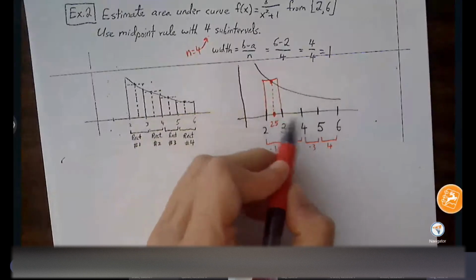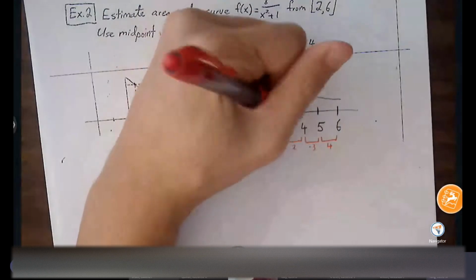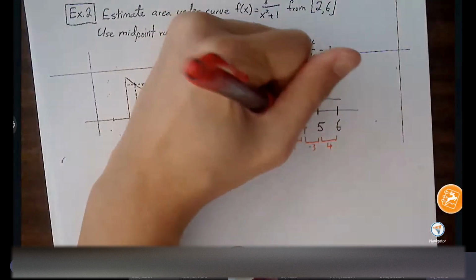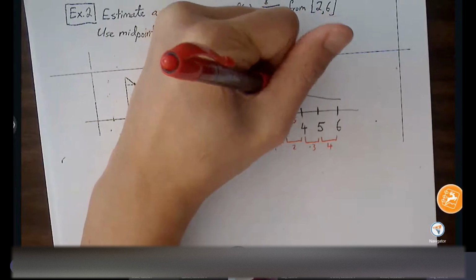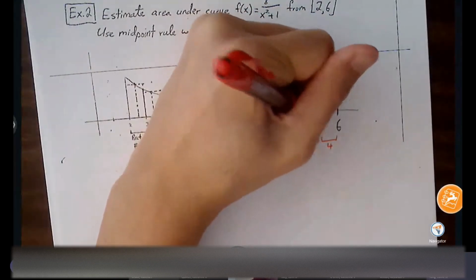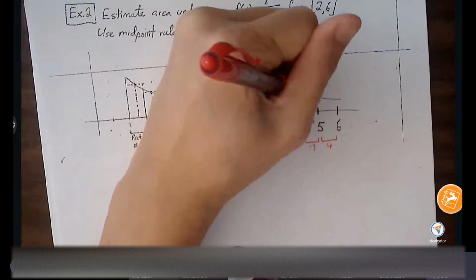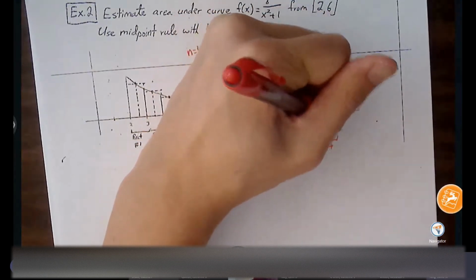Okay, so between 3 and 4, we'll find the average of these two numbers. 3 plus 4 is 7. 7 divided by 2 is 3.5. 4.5 here. And 5.5 here.